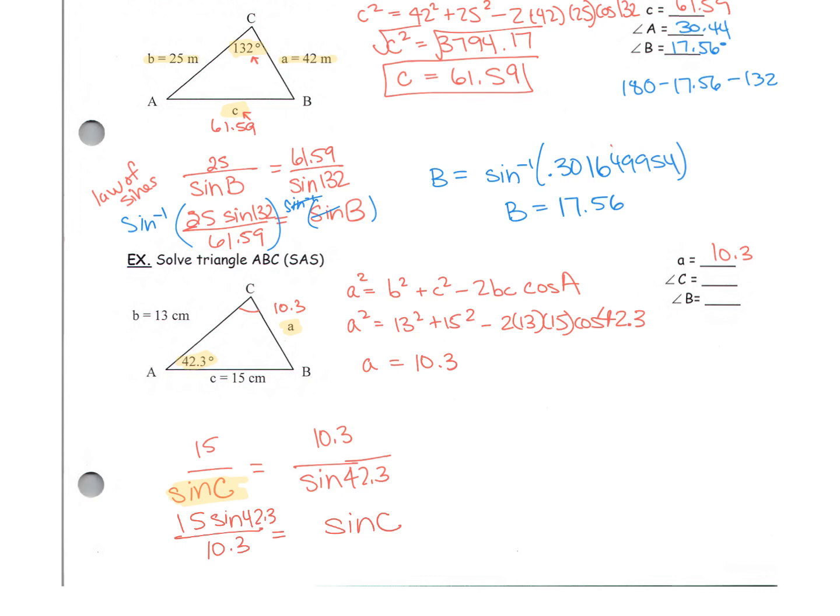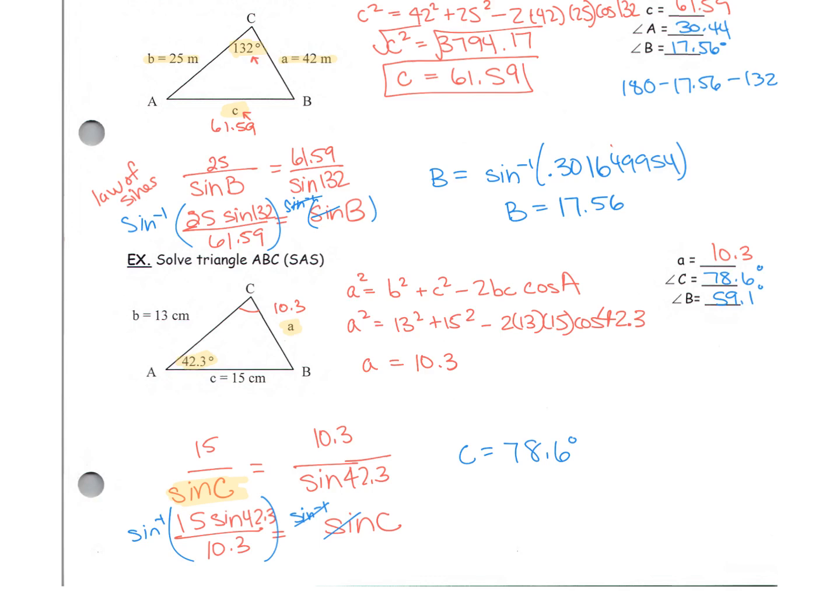And now I'm going to do sine inverse of both sides because sine inverse cancels sine. And I'm going to very carefully put all of those numbers into my calculator, and I get 78.6 degrees. And then I'm going to do 180 minus 78.6 minus 42.3, and I'm going to get approximately 59.1 degrees for angle B.